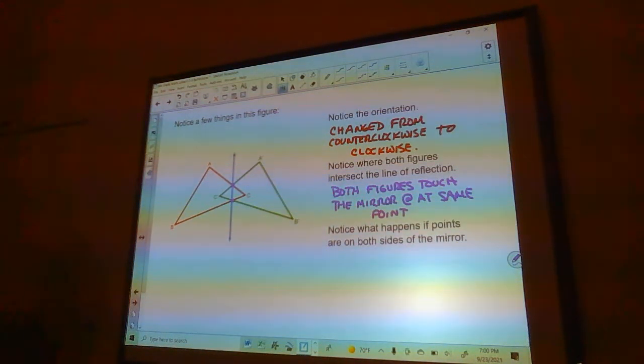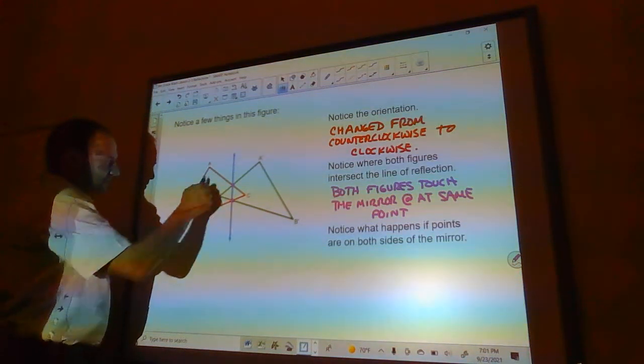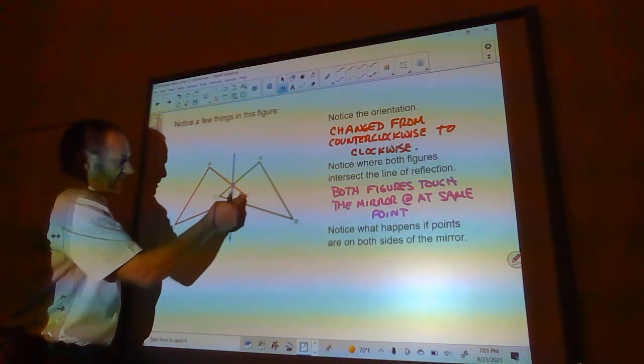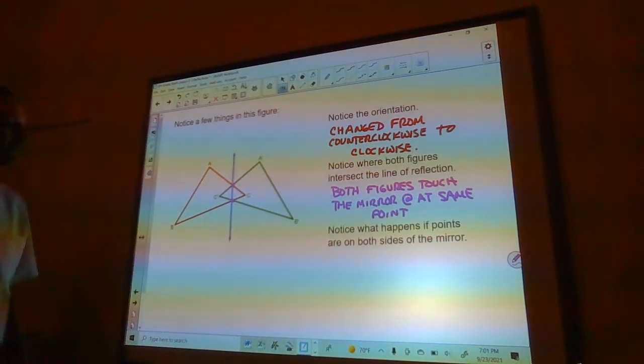Okay, notice what happens if points are on both sides of the mirror. So they overlap the mirror. So this one I have 2 points on the left side of the mirror, 1 point on the right side. This one I'll have 1 point on the left side and 2 points on the right side.